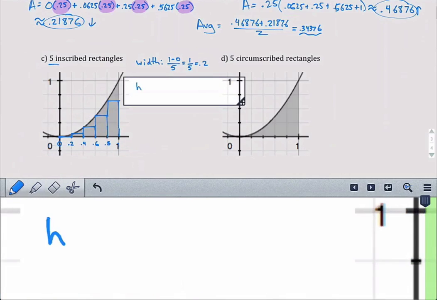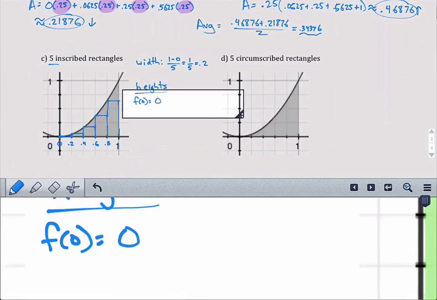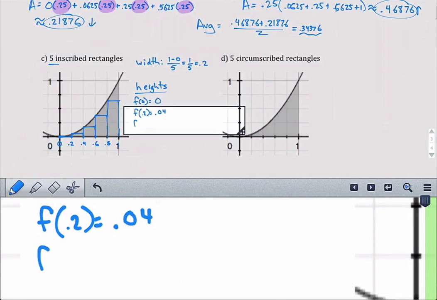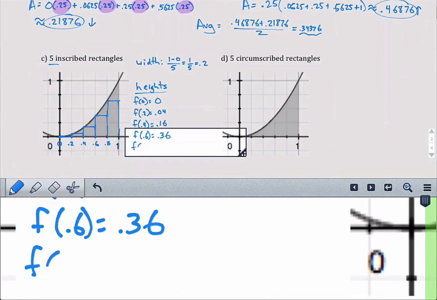So let's go ahead and find our heights now. So it's going to happen at f of 0, which is 0 squared, which is just 0. It's going to happen at f of 0.2, which 0.2 squared is 0.04. It'll happen at f of 0.4, which is 0.4 squared, or 0.16. It'll happen at f of 0.6, which is 0.6 squared is 0.36. And the last one will be at f of 0.8. And that's going to be at 0.8 squared, which is 0.64.